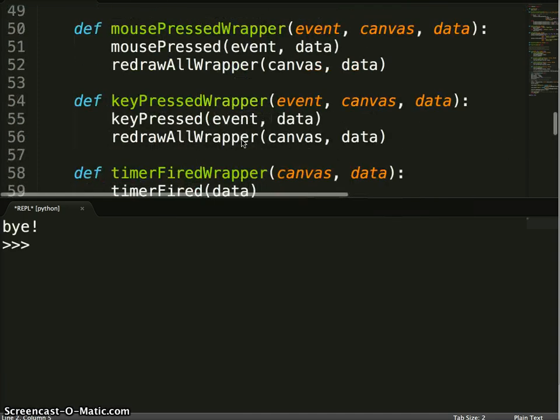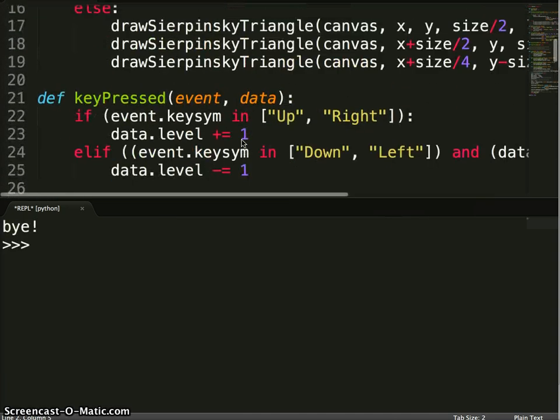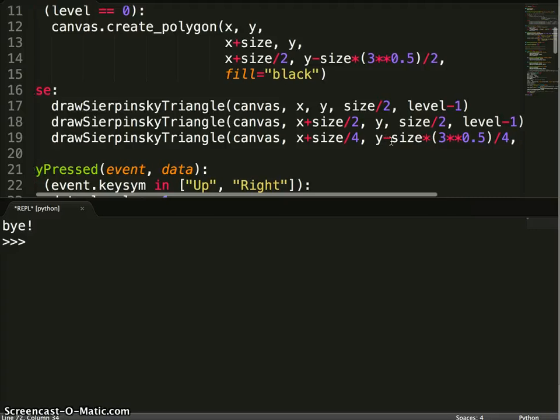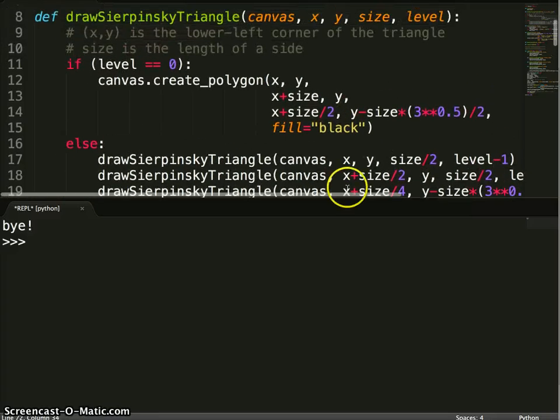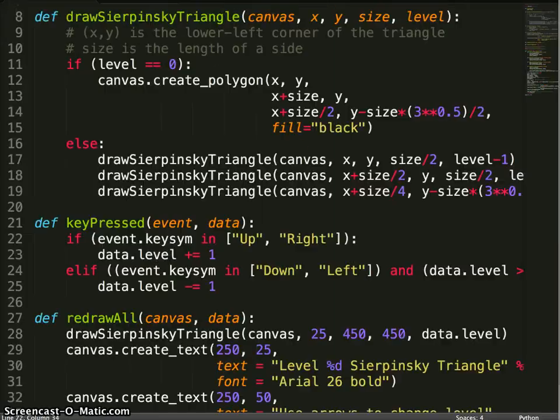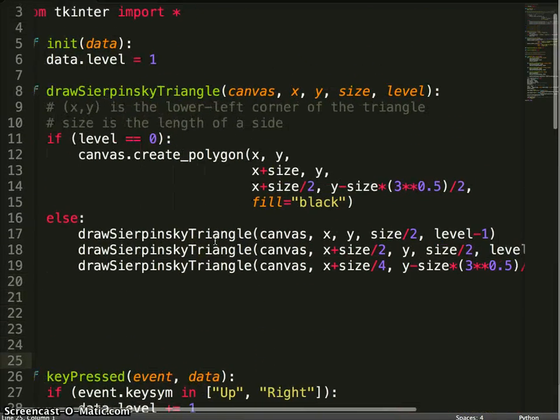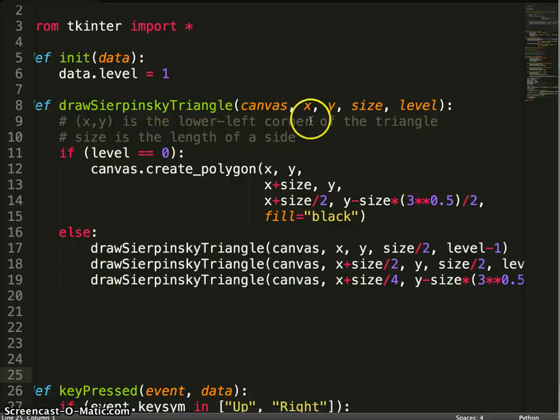So if I go to the code, let's actually look at the part which draws Sierpinsky's triangle. I have my recursive function draw Sierpinsky's triangle. Now what this function does is essentially take in an x, a y, a size, and a level. Now the level is very similar to the n which we saw in the Koch snowflake.